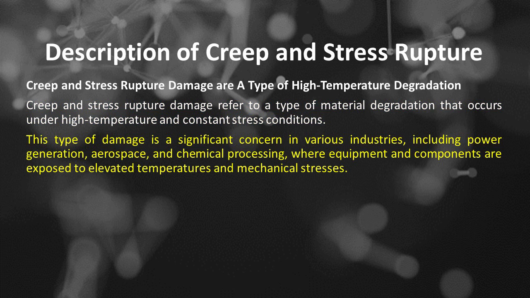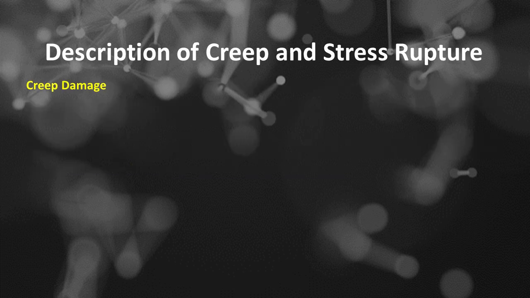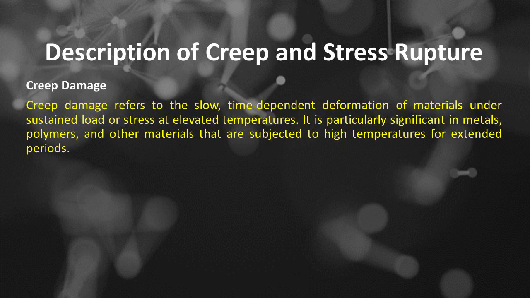conditions. This type of damage is a significant concern in various industries, including power generation, aerospace, and chemical processing, where equipment and components are exposed to elevated temperatures and mechanical stresses. Creep damage refers to the slow, time-dependent deformation of materials under sustained load or stress at elevated temperatures. It is particularly significant in metals, polymers, and other materials that are subjected to high temperatures for extended periods.